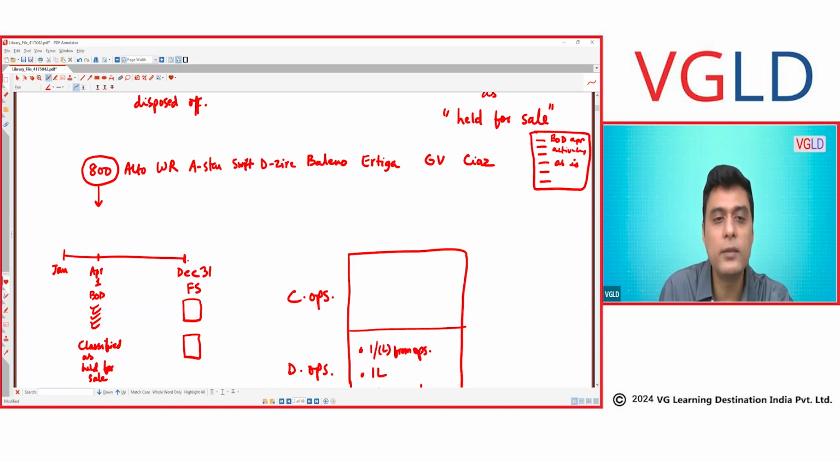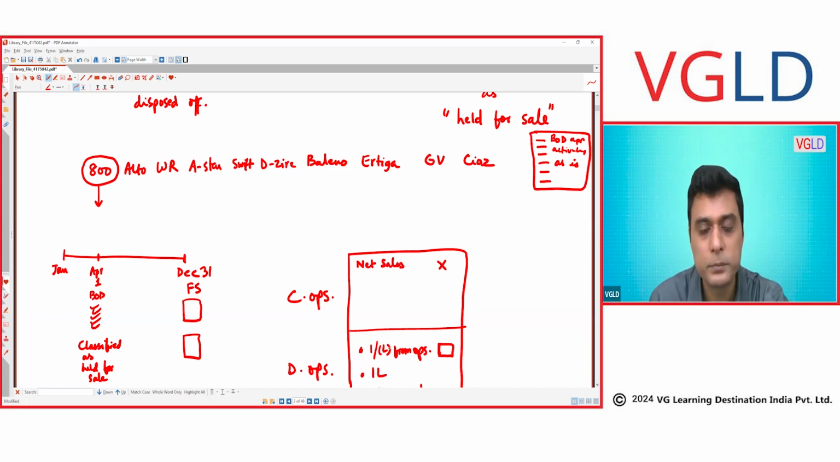On December 31, we are going to show any income or loss from its operations because we are still continuing to operate. So any income or loss from its operations, we are going to show in the discontinued operations section. Now, any sale of Maruti 800 car will not come in the revenue, in the net sales, in the income from continuing operations section. It will not come here anymore.